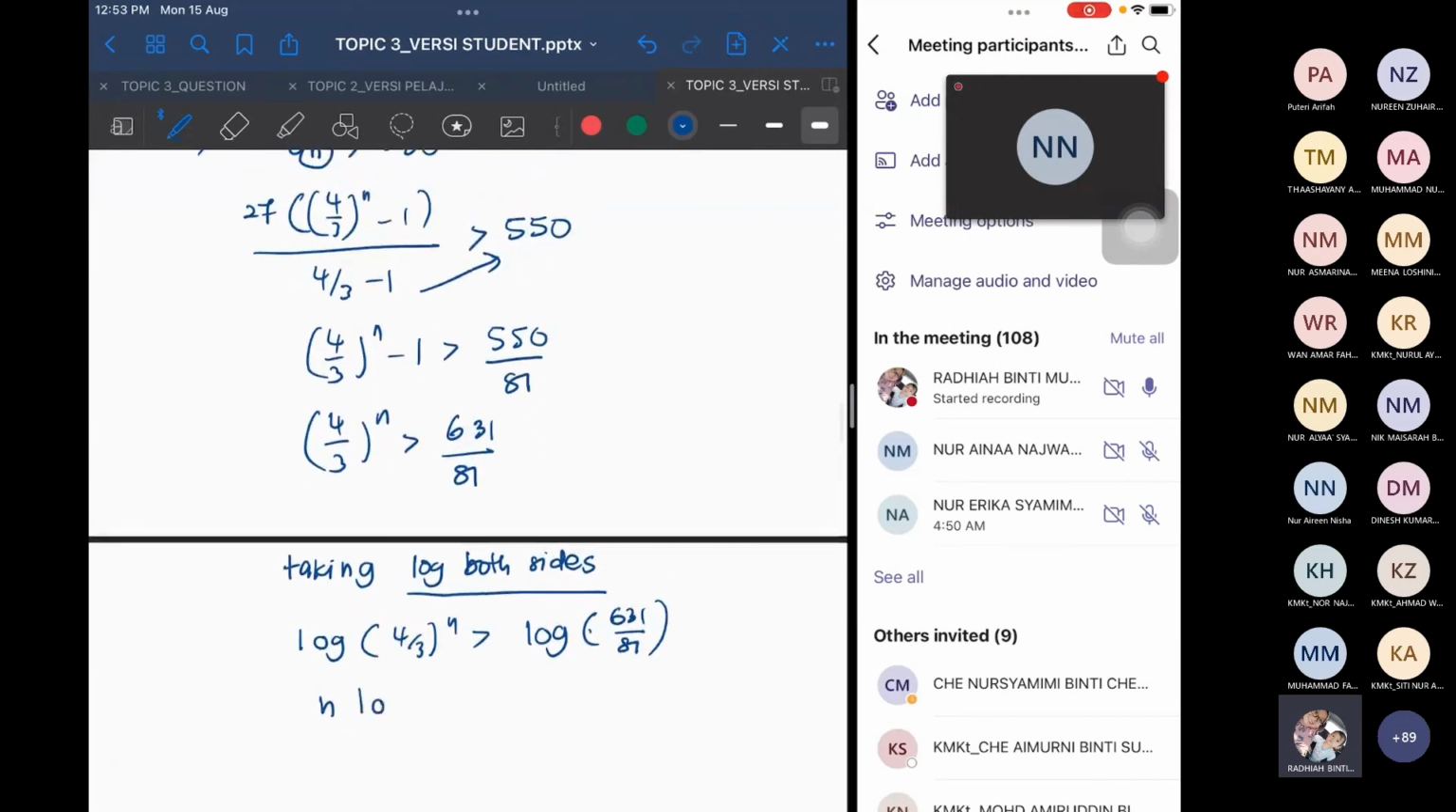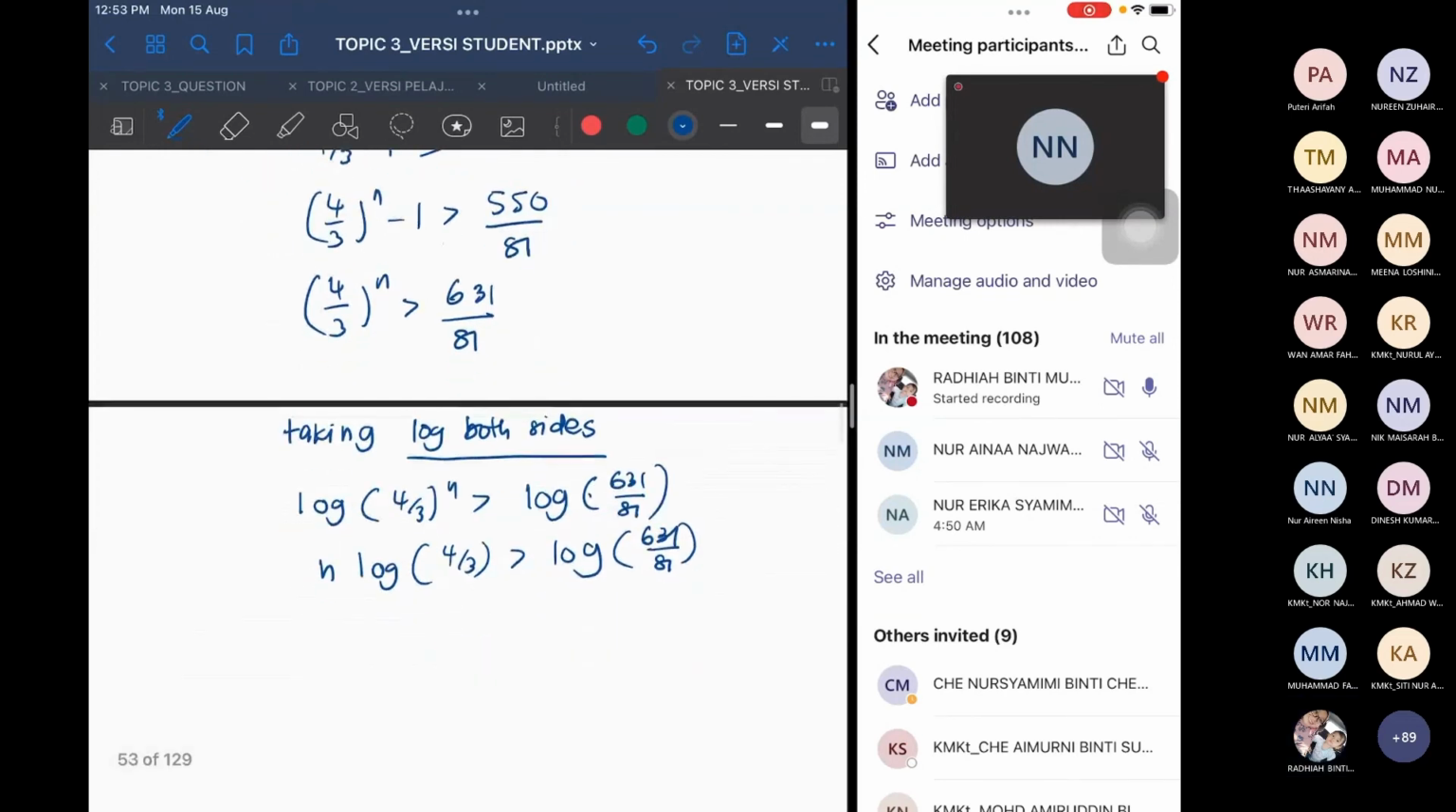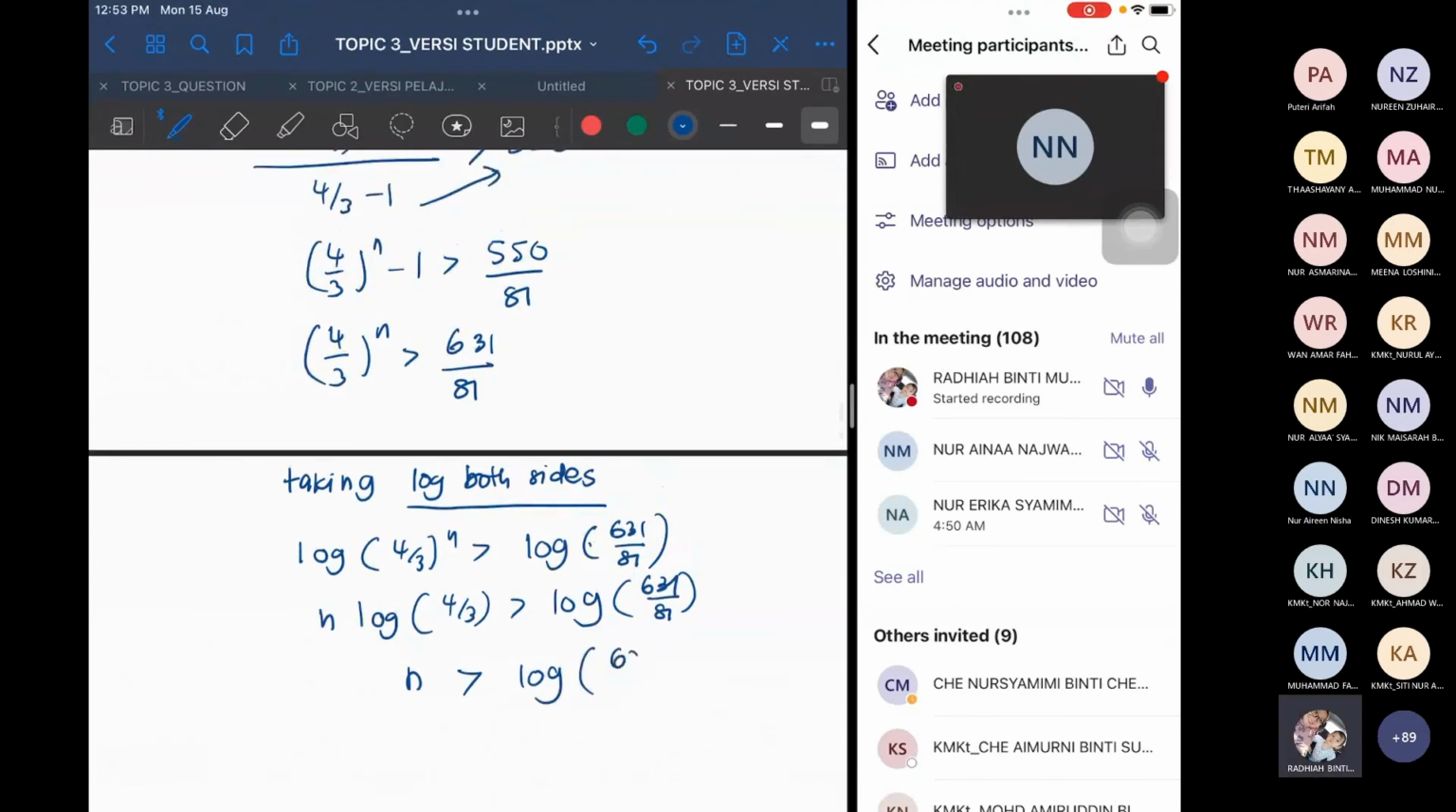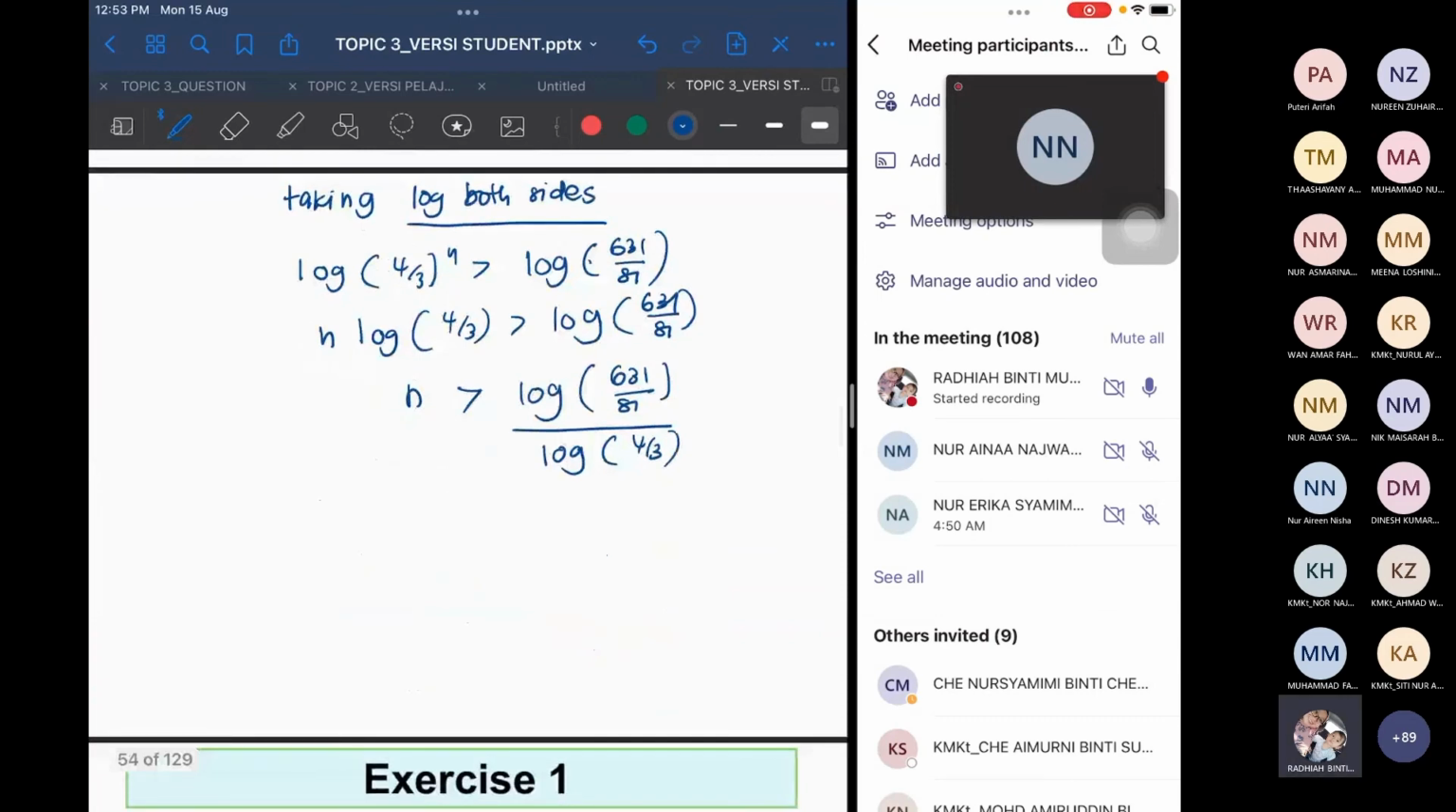N log 4/3 greater than log 631 divide by 81. Kenapa kita kena pindah? Sebab kita nak n tu. Okay, so n greater than log 631/81 divide by log 4/3. Okay. So kelas, bila awak nak tekan log 631 divide by 81, you dapatkan dulu nilai yang kat atas ni.